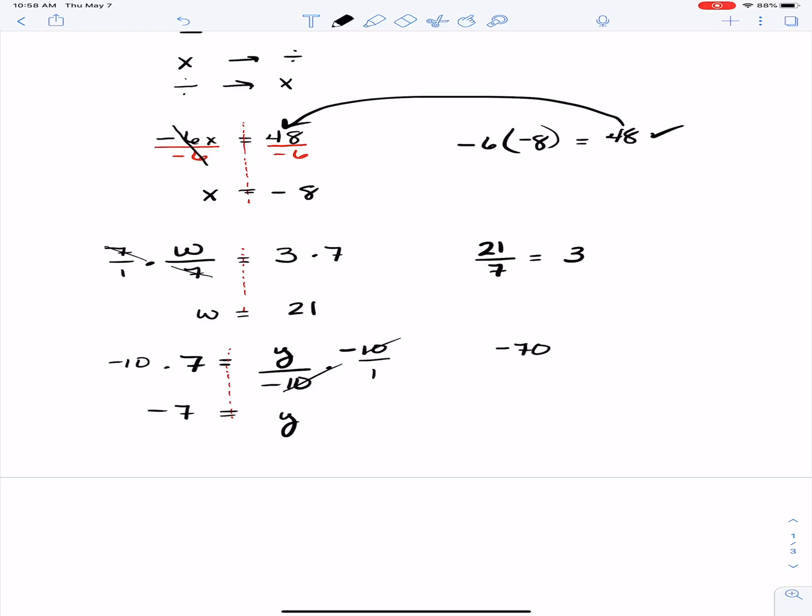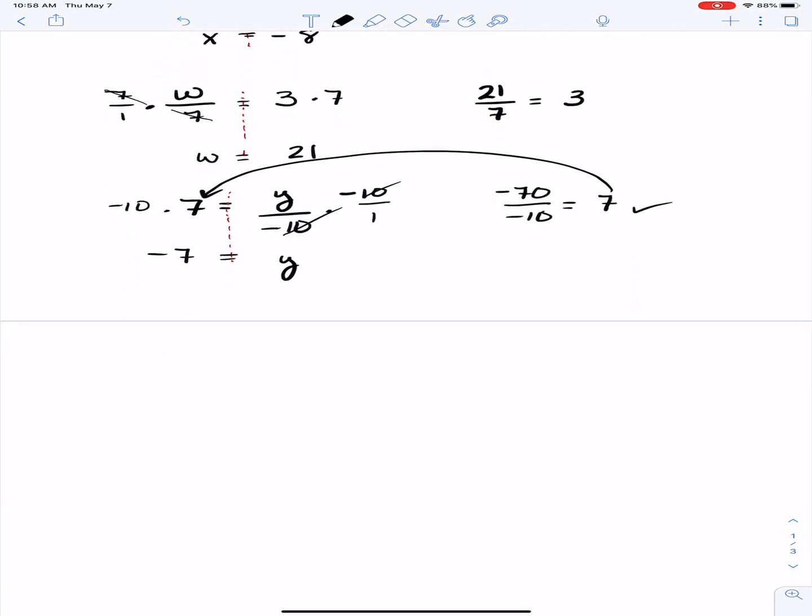Negative 70 divided by negative 10. A negative and a negative will end up with a positive. 70 divided by 10 is 7, and that is what we started off with. So I got my answer right. Let's do another problem.